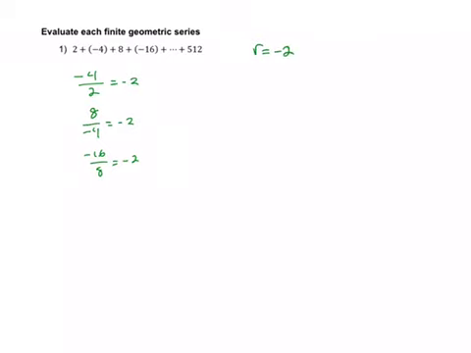Now, there are two types of geometric series, the finite series and the infinite series, right? It all depends on the r. If the absolute value of r is greater than 1, that means it is a finite geometric series. And we are using the equation S sub n, the sum of the n terms, equals a sub 1 times 1 minus r to the n, divided by 1 minus r, right?